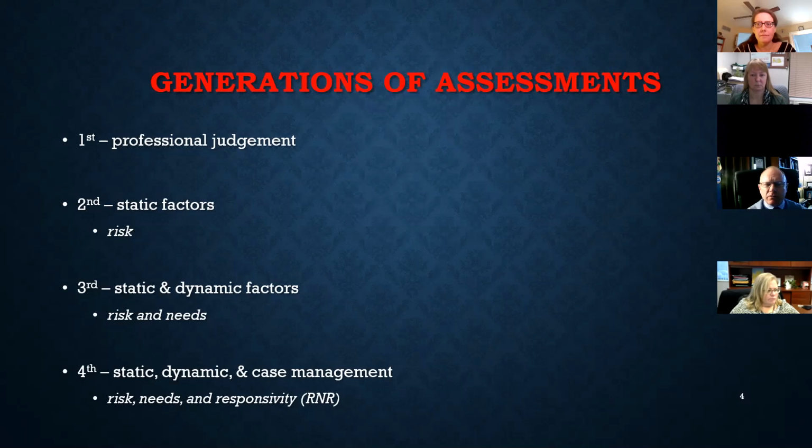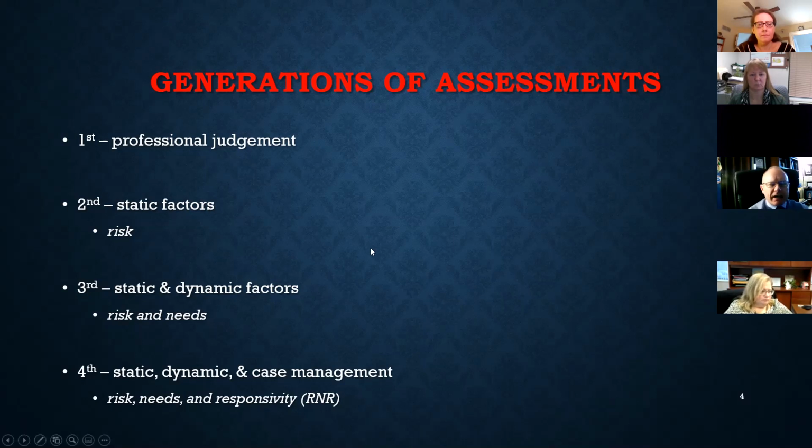But then we're also looking at responsivity factors. Those factors that can be a barrier when it comes to case planning and risk reduction strategies with those individuals, whether it's child care needs, mental health needs, language issues, you're not very fluent in English, transportation. Those are issues that we have to address when it comes to how that individual is going to be able to respond to treatment once those risk factors and criminogenic risk factors are identified.